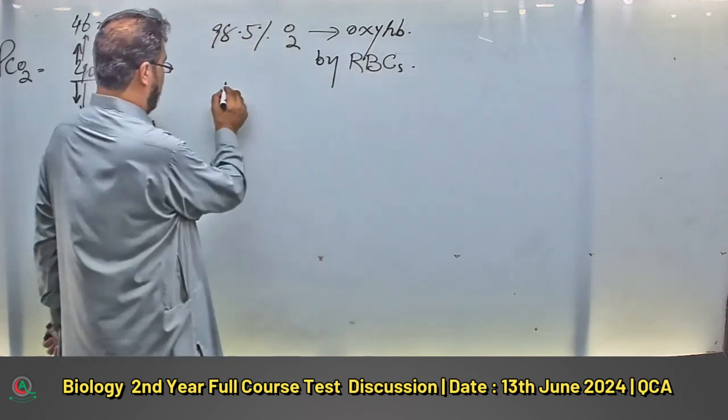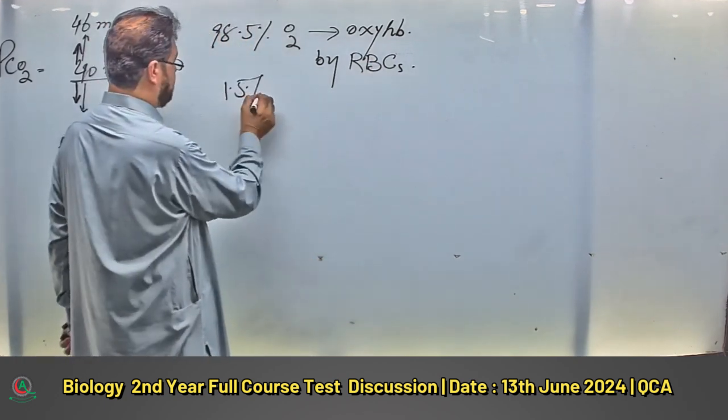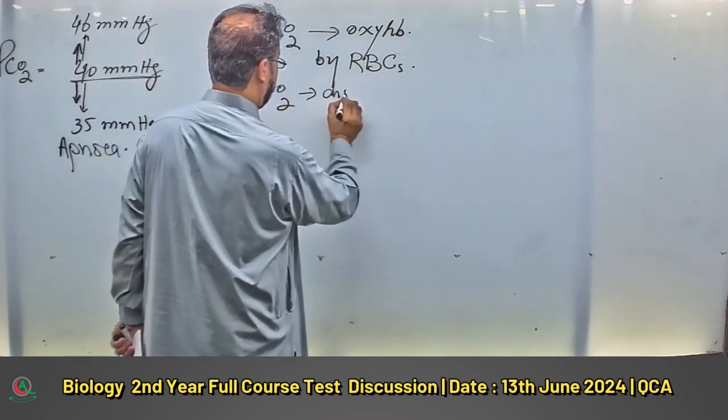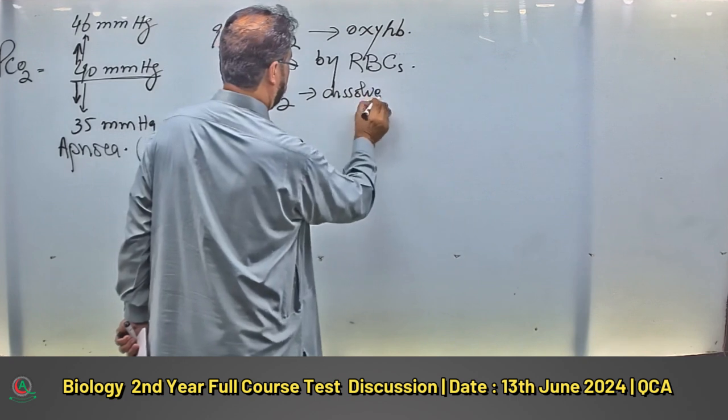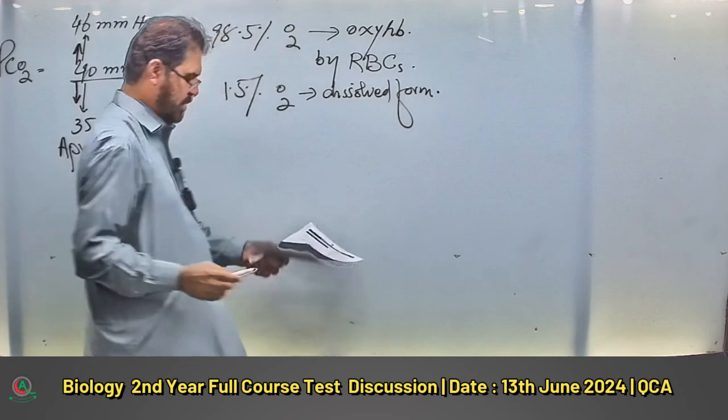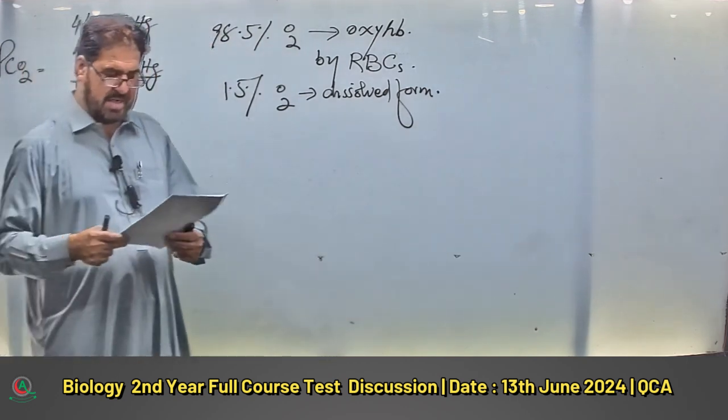Only 1.5% oxygen is transported in dissolved form. So the correct answer is C.